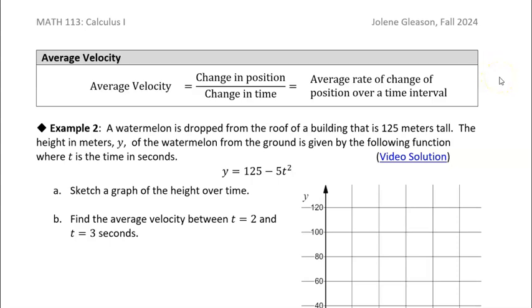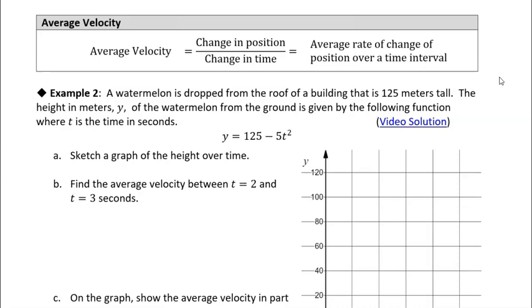In this example, we have a watermelon that is dropped from the roof of a building that is 125 meters tall. And we're given a formula for the height of the watermelon versus time. You can see we have y equals 125 minus 5t squared. When t equals 0, we're at the top. We haven't dropped it, we're just dropping it.